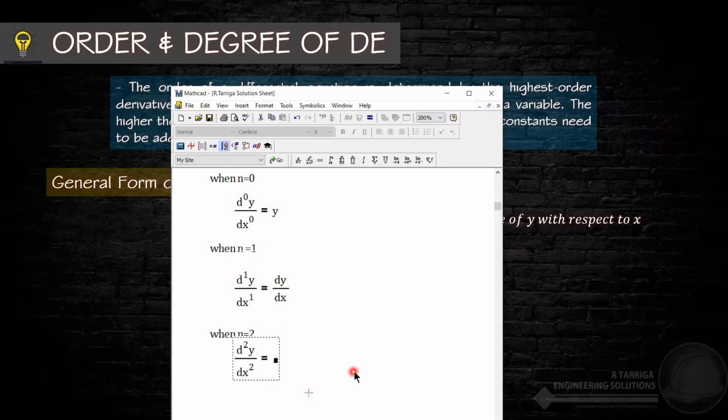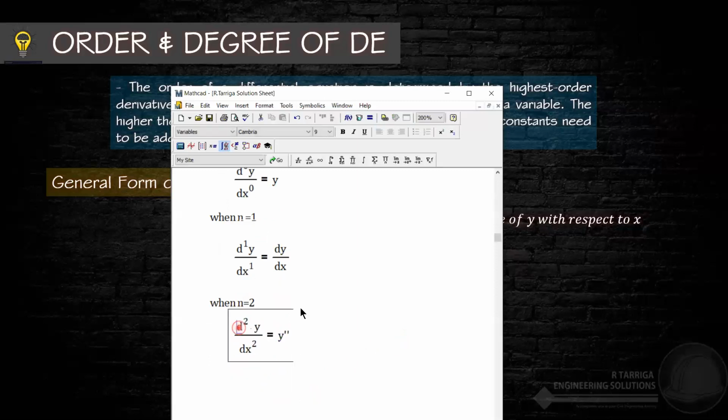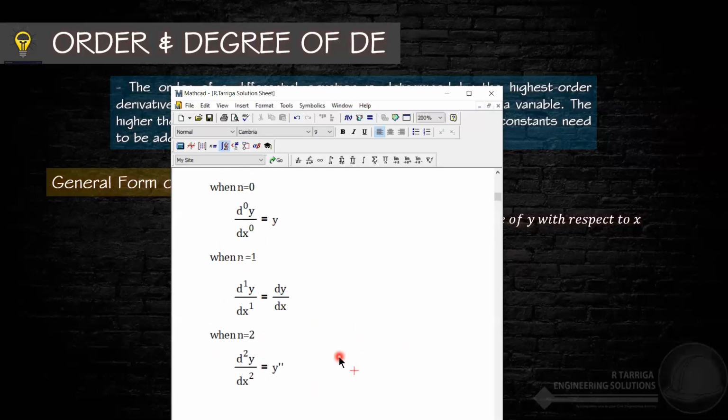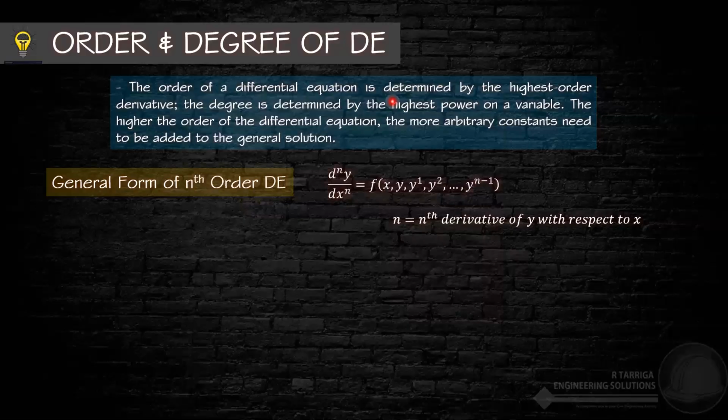So kapag ganyan yung itsura, that is the second derivative. So that would be d squared y dx squared, or we will call that y double prime. No? And so on. If n is equal to 3, so that would be y triple prime. Okay? And so on until nth order, kahit ilan. Okay? So that's it. Okay, let's continue.